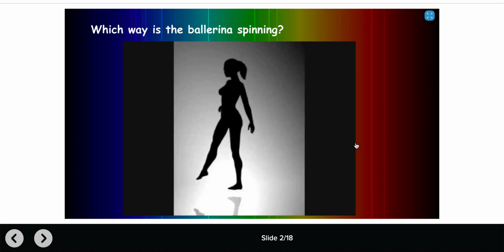Okay, so I have a little video, and it's going to be a ballerina spinning around in a circle. I want you to do one thing and tell me which way she is spinning. Is she spinning clockwise, the way the mouse is spinning on the screen, or counterclockwise, going the opposite direction? Okay, so the ballerina is going to start spinning, and just tell me which way she's spinning. Is it clockwise, like that, or counterclockwise?